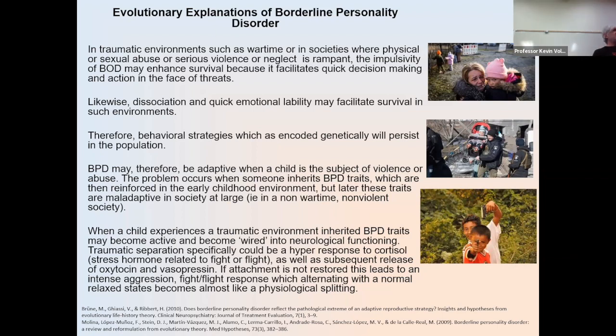And oxytocin is something that allows you to bond with other people, but also has other effects. What they found is that if attachment is not restored, the person experiences this traumatic separation and then they're not reattached. They don't attach back to somebody. The parent doesn't come back or whatever. This leads to an intense aggression, fight or flight response, which alternates with a normal relaxed state.